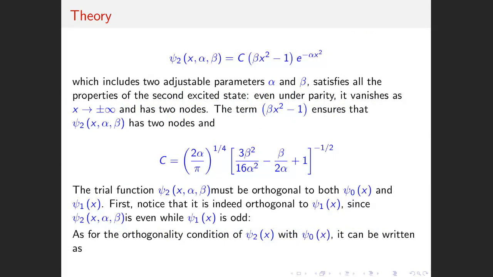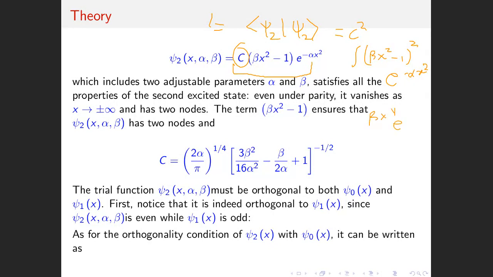So you try this trial wave function. The first thing you have to do is find the normalization. The normalization comes from psi 2, psi 2, which is 1, so you end up with c squared times the integral of (beta x squared minus 1) squared. I won't do the algebra because, as you will see, it gets messy. You get things like beta x to the 4, e to the minus alpha x squared integrals. You do the integrals, and you end up with something like that.